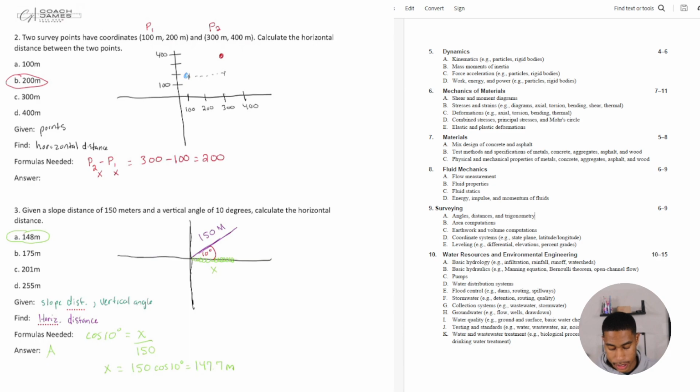Also, if you're getting a different answer, make sure your calculator is in degrees, not in radians. All right, so that concludes this section, we literally were in angles, distances, and trigonometry. Pretty simple, straightforward. Just got to know sine, cosine, tangent, be able to write them in terms of variables.